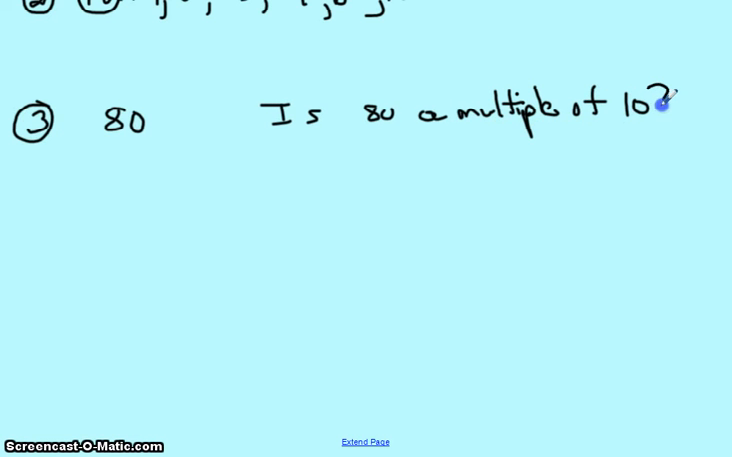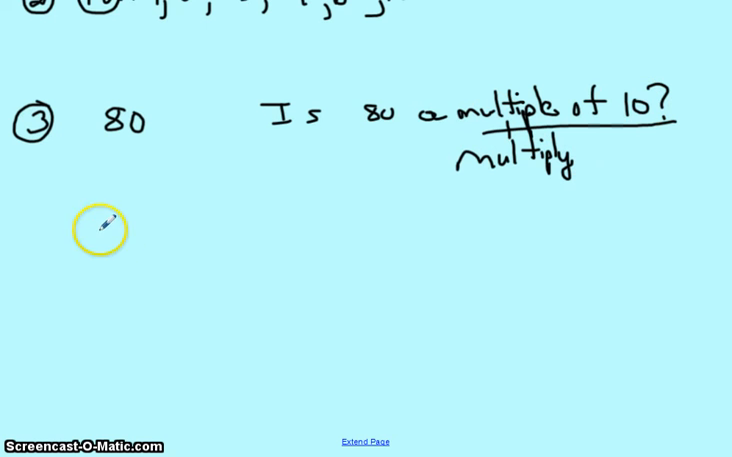Okay, so you would have to be able to answer yes or no. So how do we find the multiples of a number? Think of multiply. That's how you think. Think of multiple. It sounds just like multiply. And that's how you get your multiples of a number, okay?